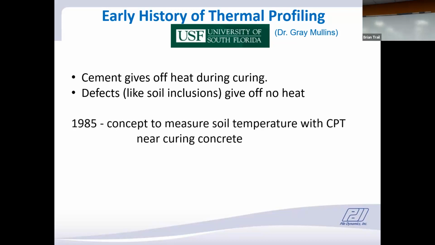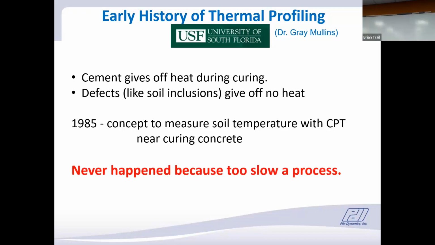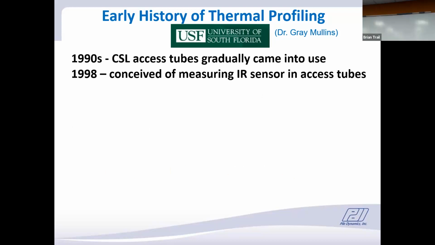Their initial concept was to use a cone penetration test with a thermal sensor on the cone to measure the soil temperature near the perimeter of the curing concrete. You can imagine that that's a rather slow process, so that never happened. But the concept is there. We should be able to determine the quality of the pile just by some type of measurement of the heat content. As I mentioned, in 1990, the CSL access tubes became available.